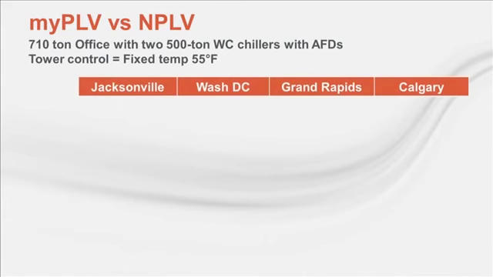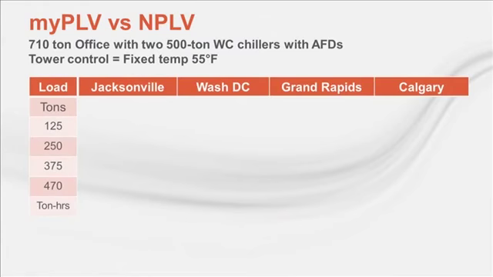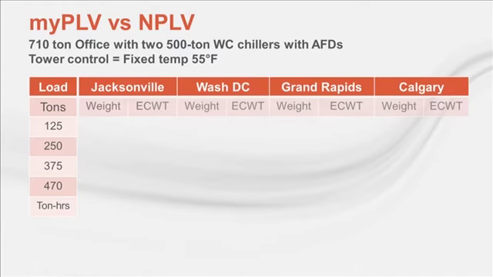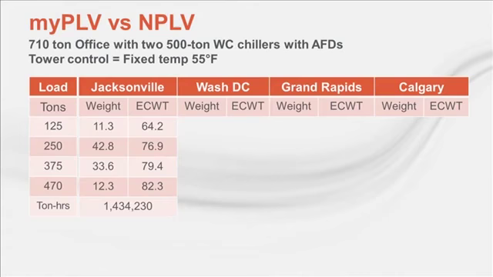We'll compare the results between 4 cities scattered around North America. We'll sort the data in the 4 MyPLV bins, 25, 50, 75, and 94% loads. We'll also compare total ton hours calculated by the MyPLV tool. Inside each bin, MyPLV calculates a weighting based on ton hours and an average entering condenser temperature for that bin. For this job in Jacksonville, MyPLV is showing that you'll operate in the 94% load bin 12.3% of the year with an average entering condenser water temperature of 82.3 degrees.